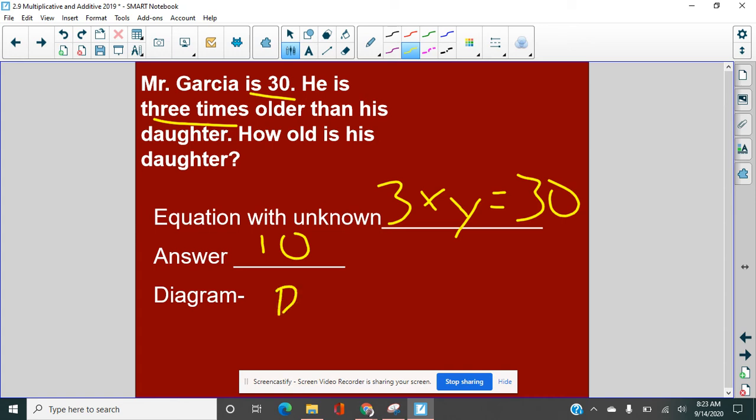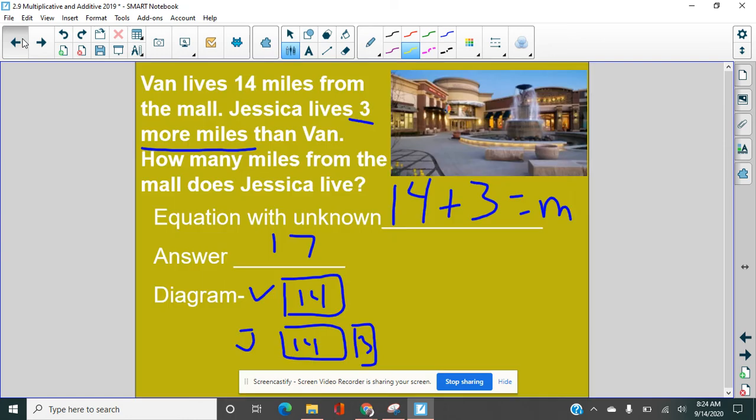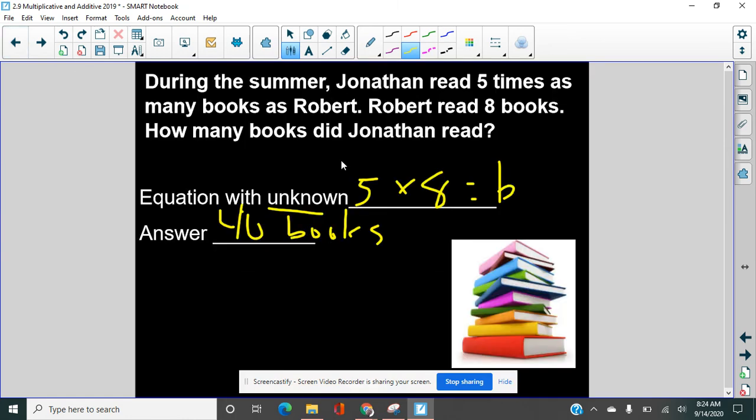So in this case, the daughter is 10 and Mr. Garcia is three groups of 10. So we could draw a diagram like that. So we've seen all three types of problems. Yesterday we only saw this type of problem, right? We just grab the two numbers and multiply.